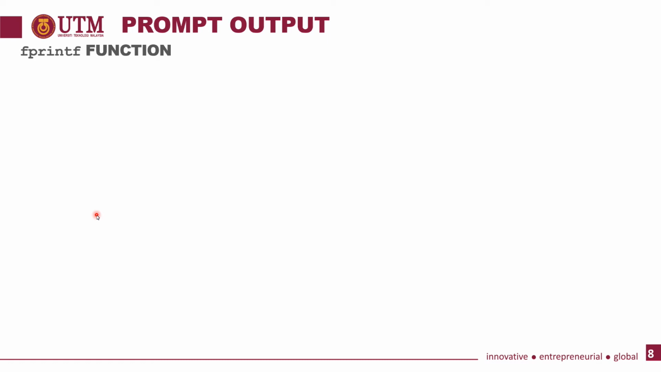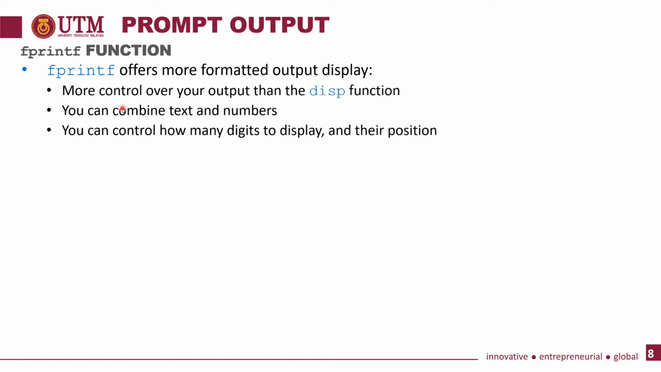All right, so next is the Fprintf function. How do we use this function in order for us to prompt the output inside MATLAB? Fprintf offers more formatted output display. Why are we using this? We can have more control over our output than with the DISP function. It means that we will be able to control what types of output and how many outputs we want our output in MATLAB to show. For example, 2 decimal places, 3 decimal places, 4 decimal places, or only integers. You can control that by using Fprintf.